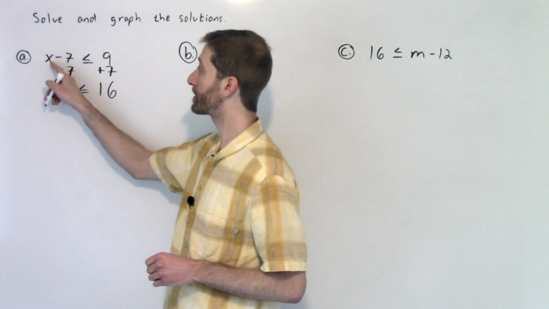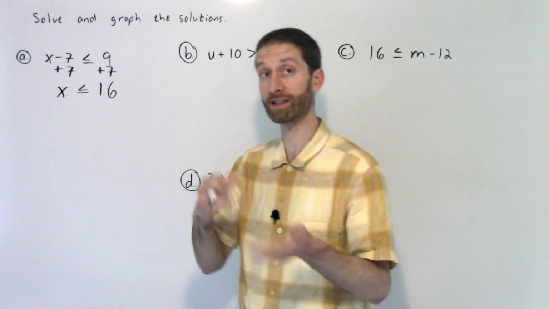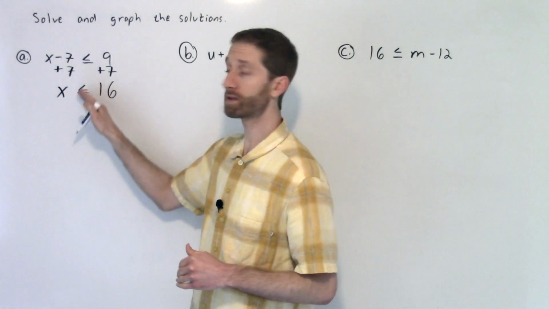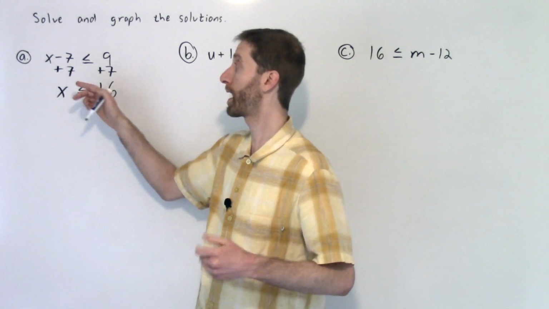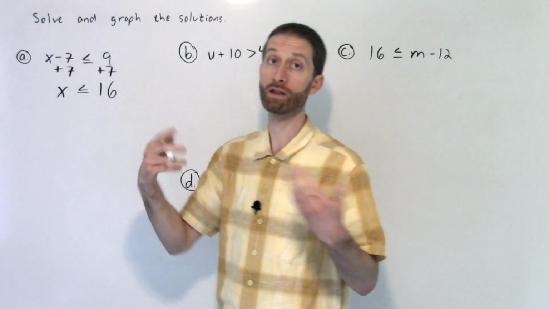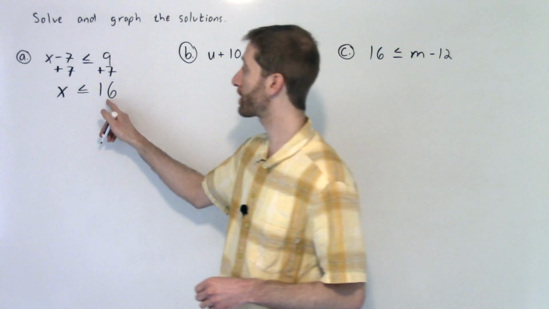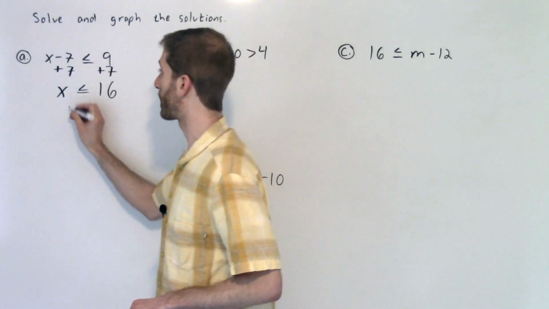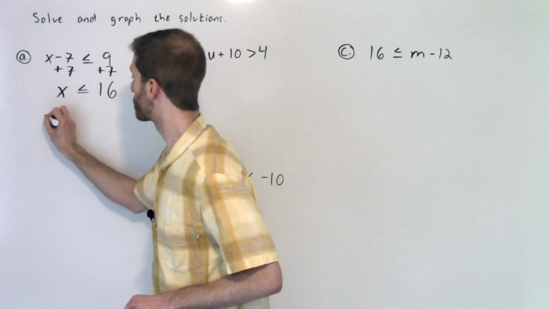If I plug in 16 minus 7, I get 9. So that's the equal to 9. And any number less than 16, pick one, 10. 10 minus 7 is 3, which is less than or equal to 9. So any number less than that boundary will give us a number less than or equal to 9 on the left side. So here we go.